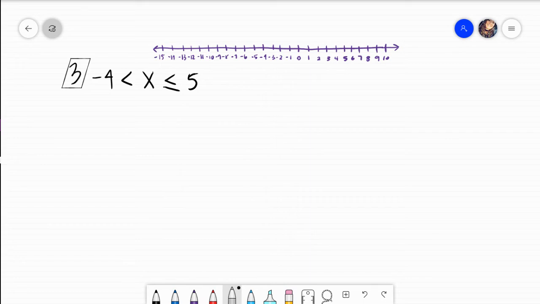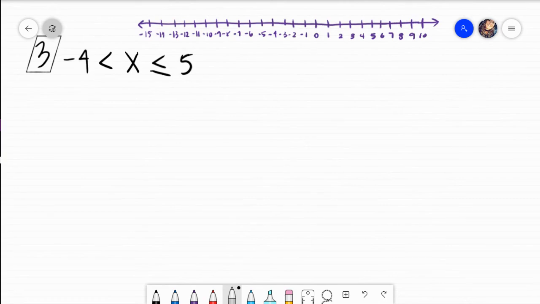It can be read -4 less than x less than or equal to 5, but that doesn't tell me as much, I don't think. So I'm actually going to read it again, and each time I'm going to go ahead and graph something, okay? So I would read this as x is greater than -4. Go to my -4. Greater than means parenthesis.